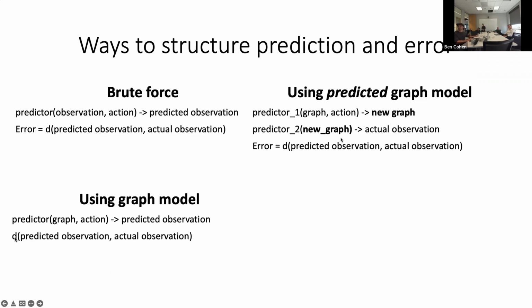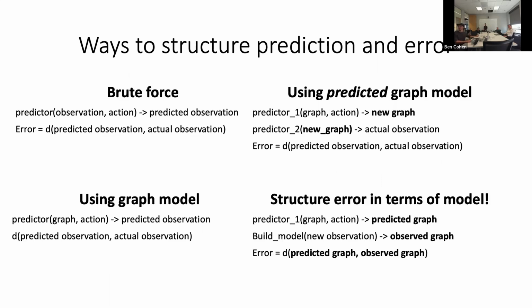From this, I could try and learn the mapping from the state of that object in the world back to the sensory input, and now compare the sensory inputs. The even more extreme version would be: I predict my graph, I get sensory input, and I construct a graph from the new sensory input, and I only do the comparison, the error, in terms of the models, not the raw sensory inputs.